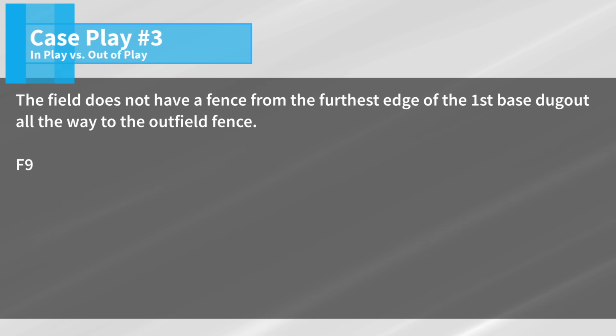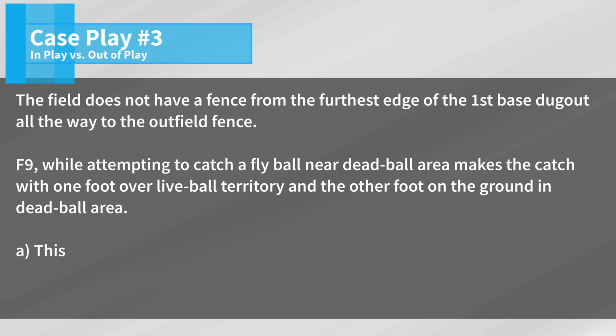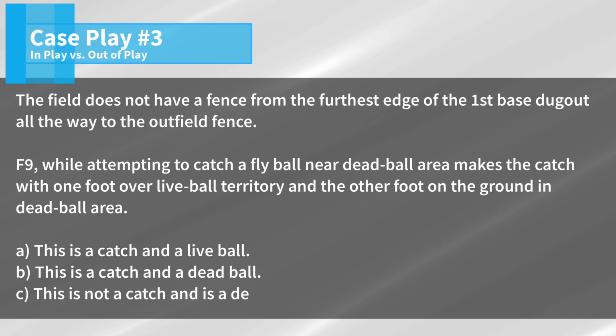Case play number 3. The field does not have a fence from the furthest edge of the first base dugout all the way to the outfield fence. F9, while attempting to catch a fly ball near dead ball area, makes the catch with one foot over live ball territory and the other foot on the ground in dead ball area.